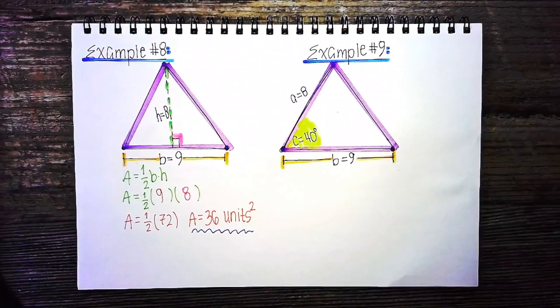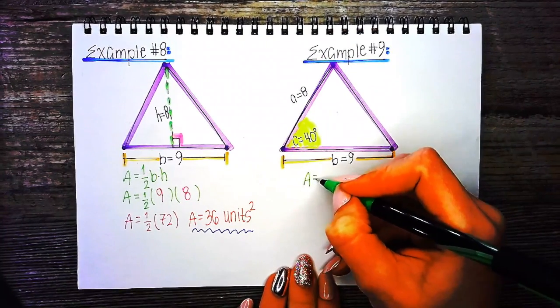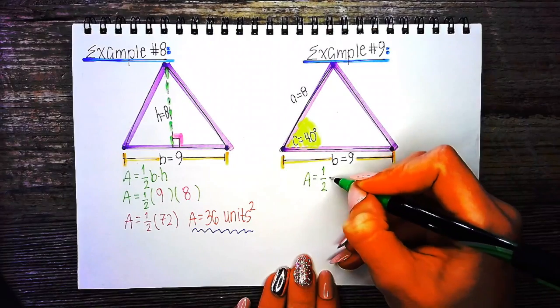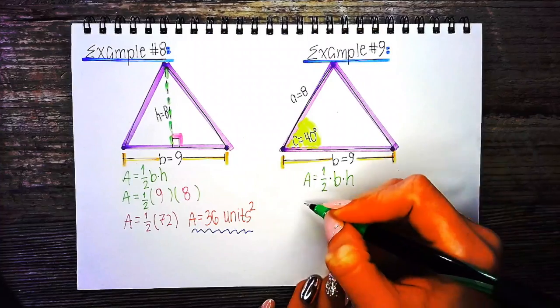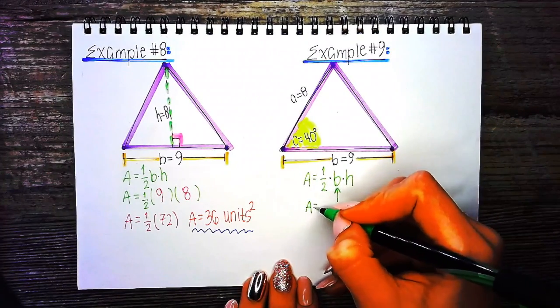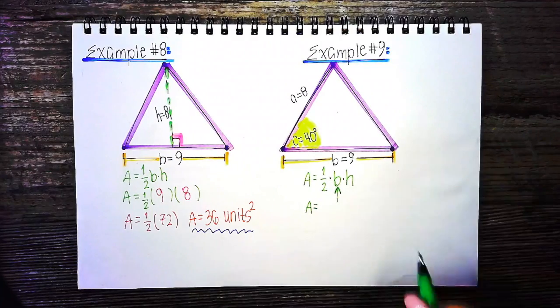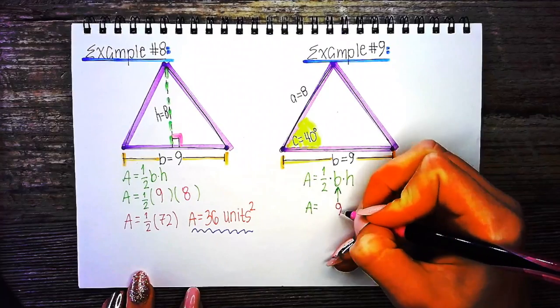Example 9, while definitely not drawn to scale, also has 8 and 9 labeled. However, while the 9 is still the base of my triangle, 8 is no longer the height of my triangle. It's just another side. If I want to find the height, which seems like I do want to do that, the entire worksheet I've been using, area is 1/2 base times height, I need to be creative. 1/2 is good, 9 is good for my base. How can I figure out the height?